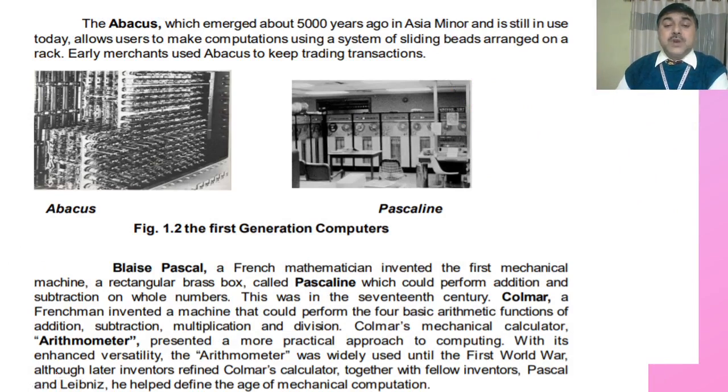So one of the things we find is the abacus. The abacus emerged about 5000 years ago. In Asia Minor, that means in the part of Japan or in the part of China, isn't it? On that side, we find the abacus was being used to do calculations.